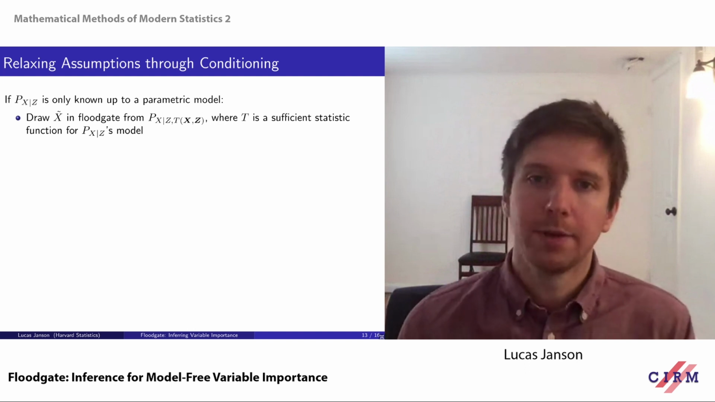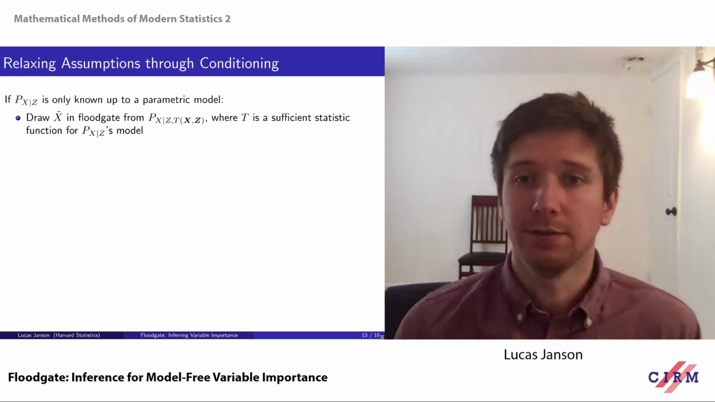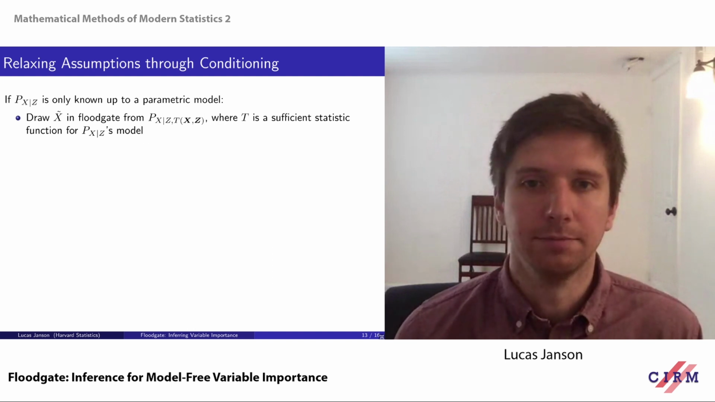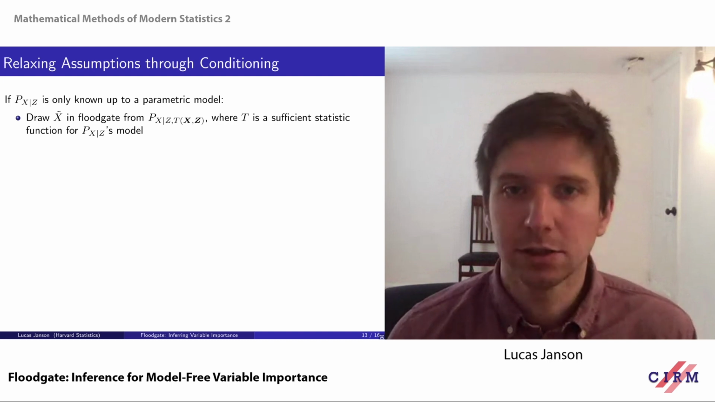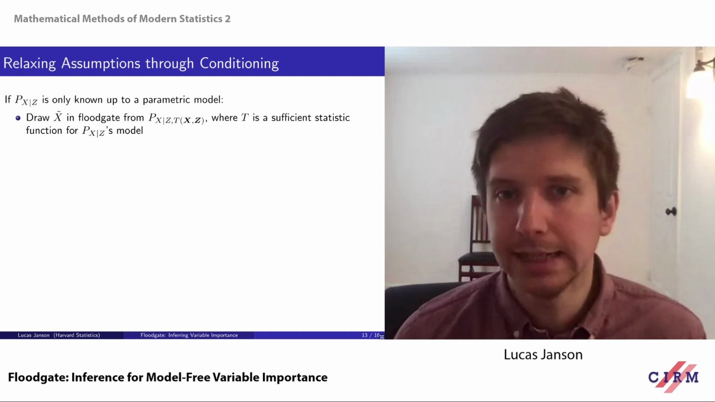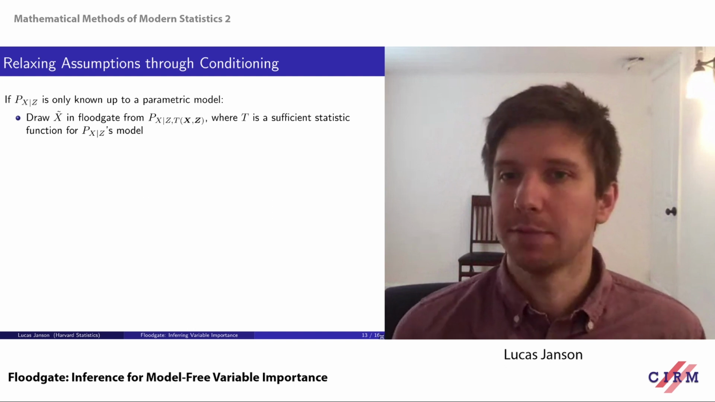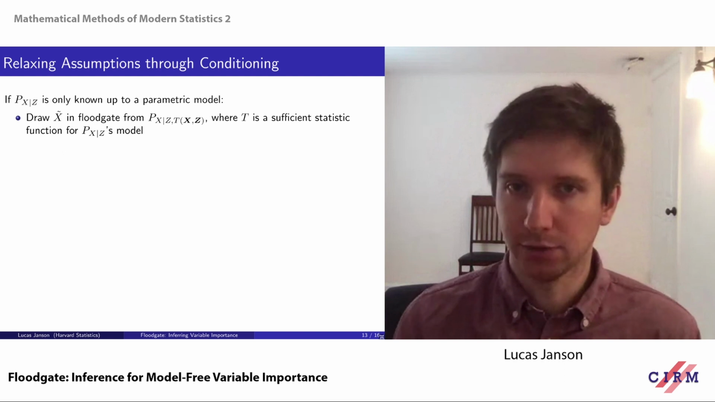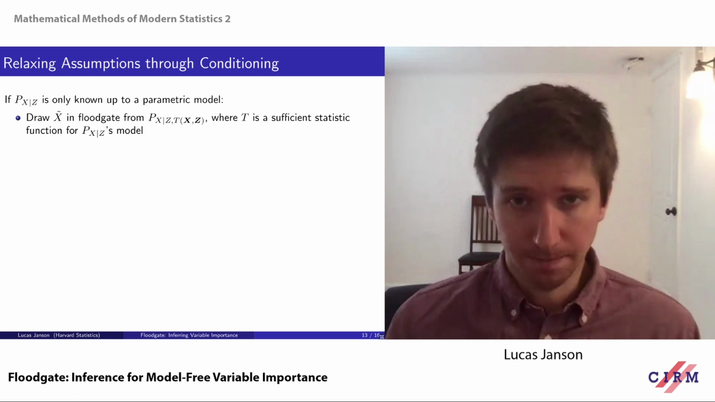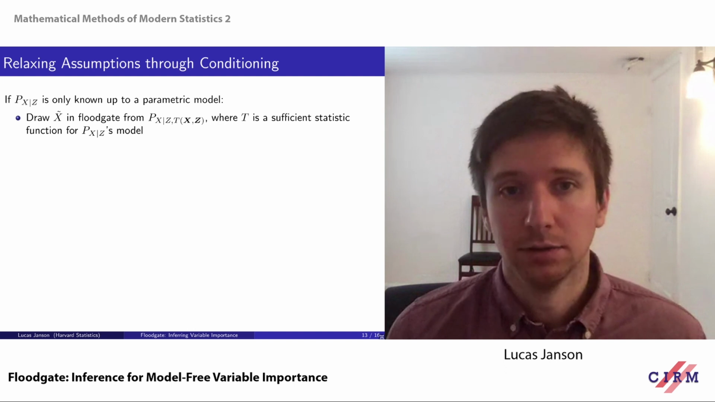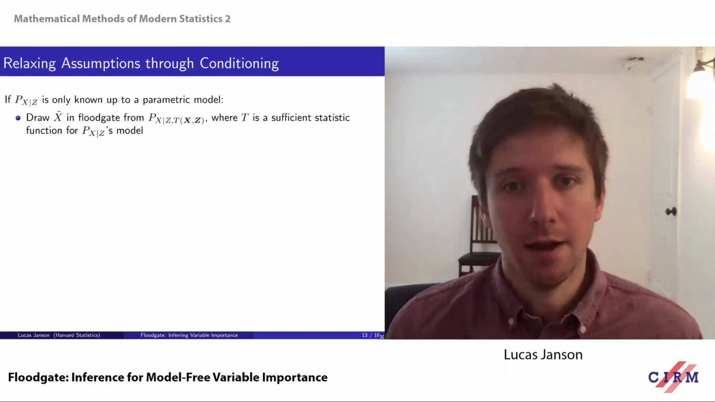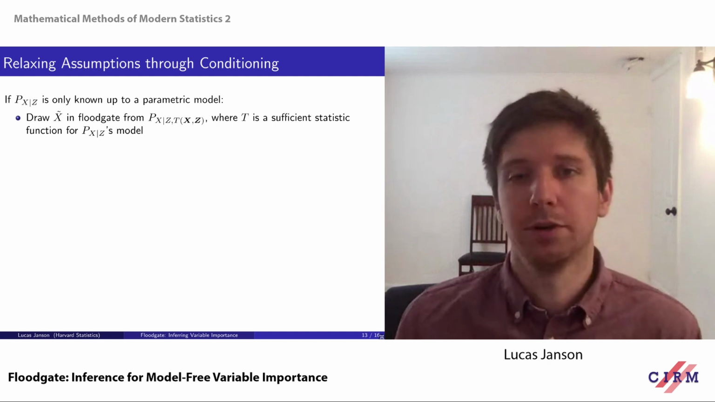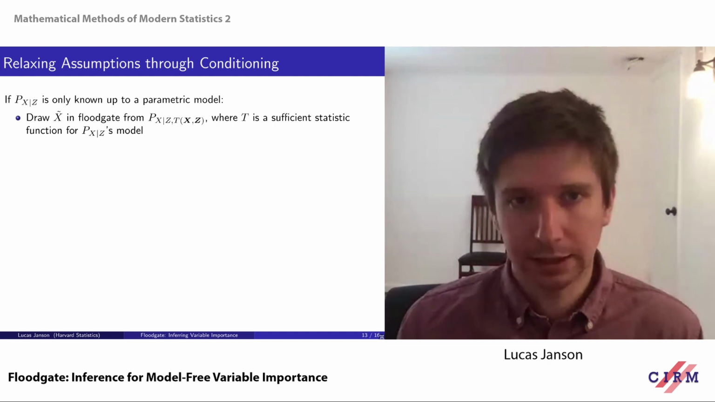Well, when we have a parametric model, we can often find a sufficient statistic, t, that we can condition on additionally so that p of x given z and t is actually parameter free, right? By definition of a sufficient statistic, if you condition on a sufficient statistic, the distribution no longer depends on the unknown parameters. And so we, at least in principle, can now sample x tilde in Floodgate from this extra conditional distribution, even though we don't know the parameters in the model, because we've conditioned on a sufficient statistic.